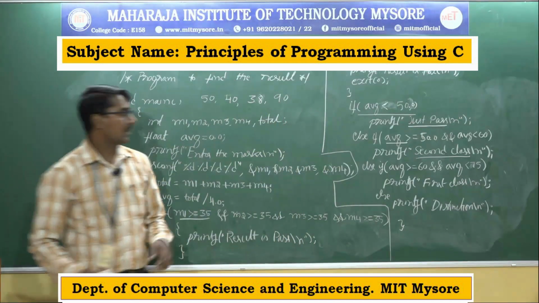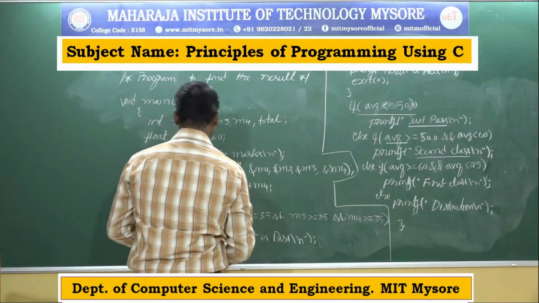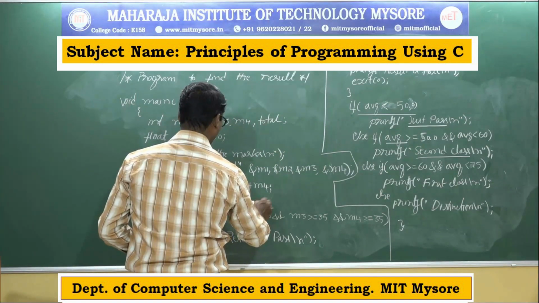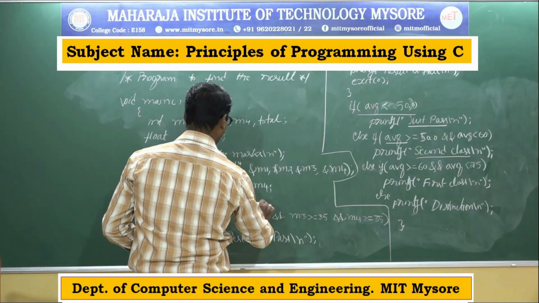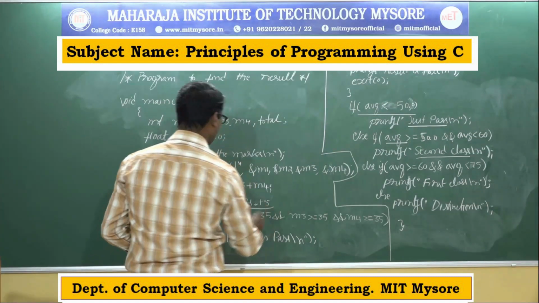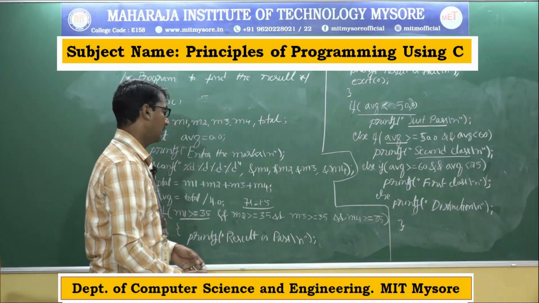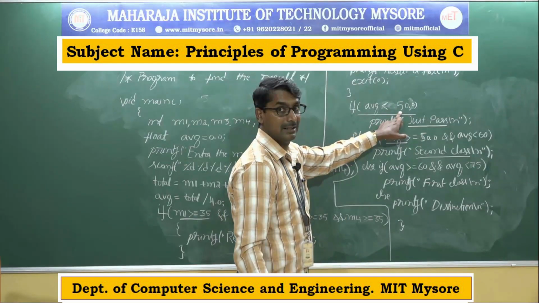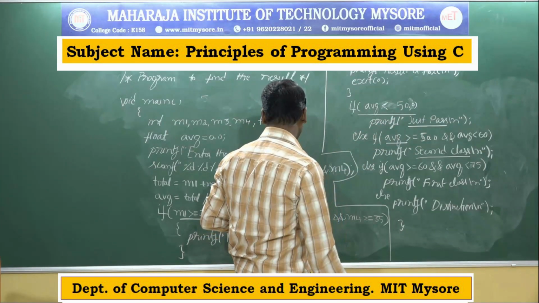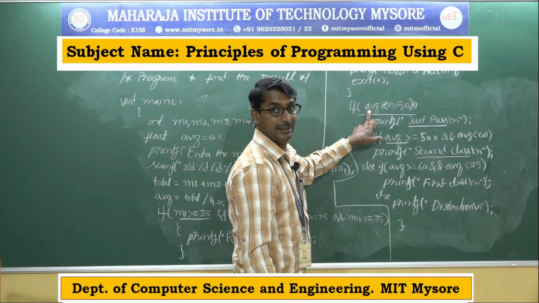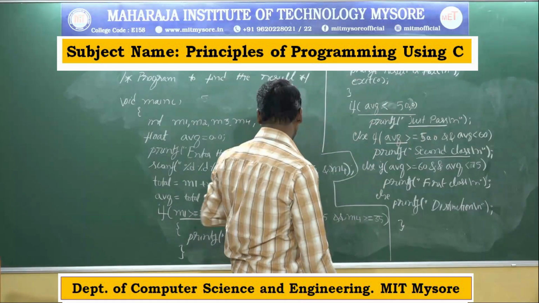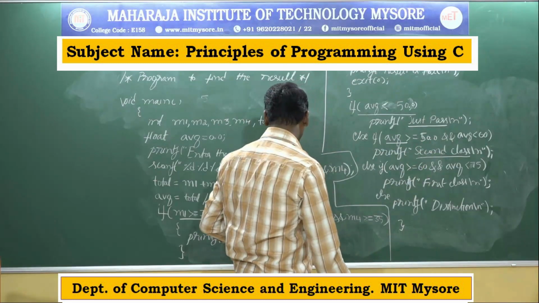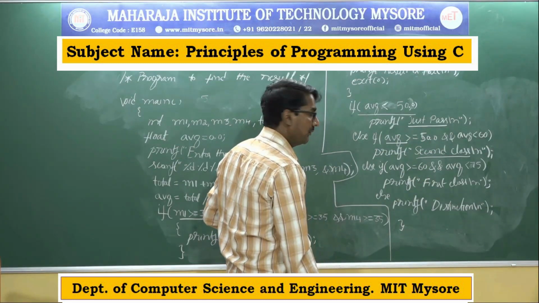So now consider the average. Suppose the average value is 71.15. Here it will verify average less than 50. The value is 71.15, so the condition is false. Next it will verify average greater than or equal to 50 and less than 60. Here also the condition is false because the average value is 71.15.